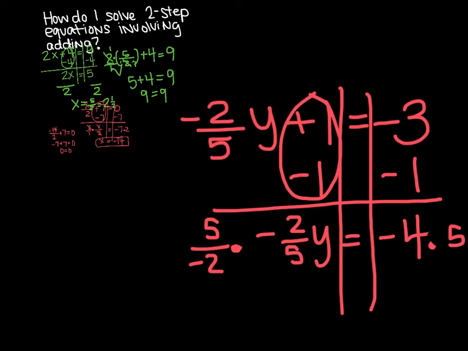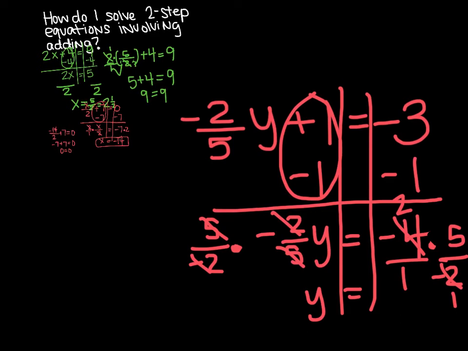Over negative 2. All right. These cross simplify out, and we're just left with y equals. And then this can cross simplify. Negative 2 divided by negative 2 is 1. Negative 4 divided by negative 2 is 2. So I now have 2 times 5, which is 10. And 1 times 1 is just 1, so y equals 10.